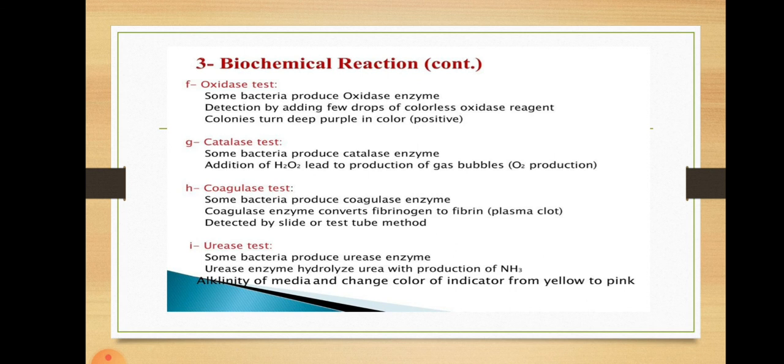The other important biochemical reactions are the oxidase test, catalase test, coagulase test, and urease test. The catalase test is a common test used for identification of Staphylococcus and differentiation of Staphylococcus and Streptococcus. Then the coagulase test is used for differentiation of Staphylococcus aureus from Staphylococcus epidermidis. The urease test is used to distinguish Klebsiella from Escherichia coli and Proteus from Providencia, and it is also used for identification of Helicobacter pylori.